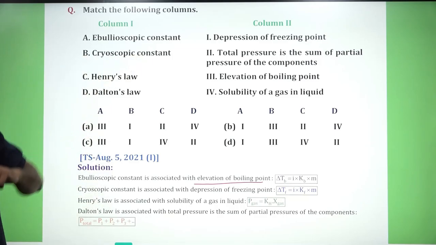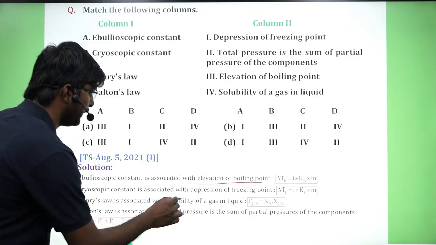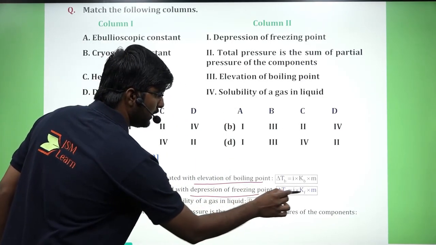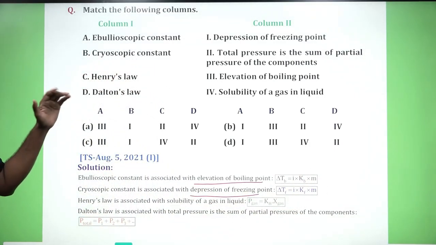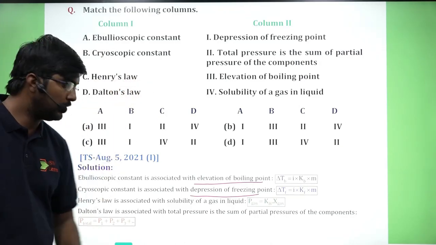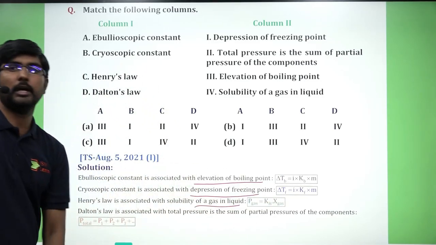Okay, and cryoscopic constant, this is associated with the depression in freezing point. So here delta Tf equal to i into Kf into m. And Henry's law gives information about the solubility of a gas in liquid, and this is the expression.